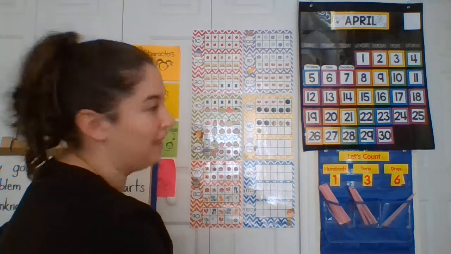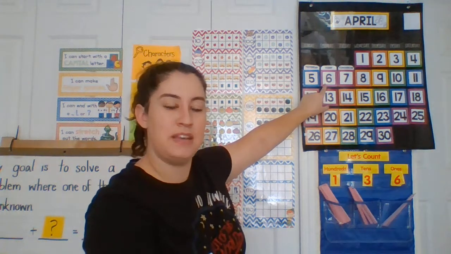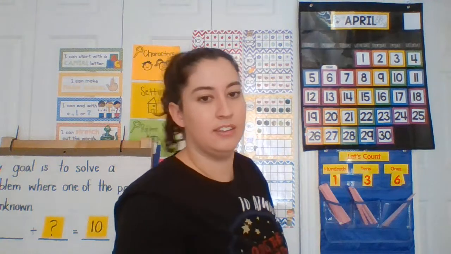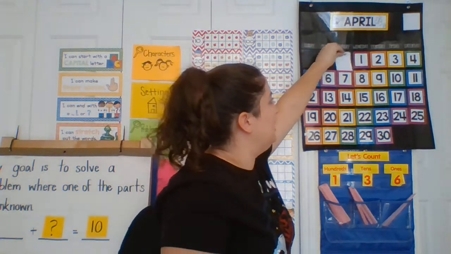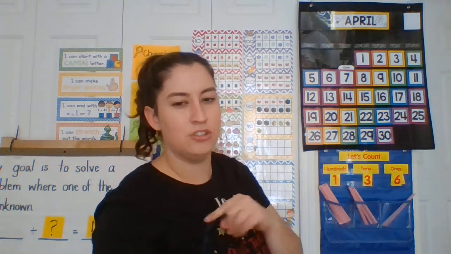Now, yesterday was the 6th. What would today be? Yesterday was the 6th, making today the 7th. Very good. So today is the 7th. And if yesterday was Monday, what would today be? Sunday, Monday, Tuesday. You're right. It is Tuesday.